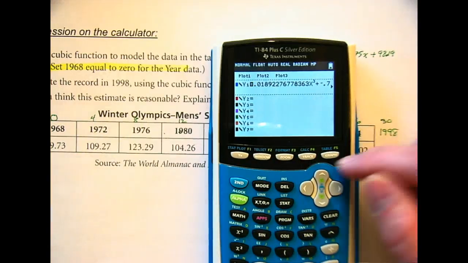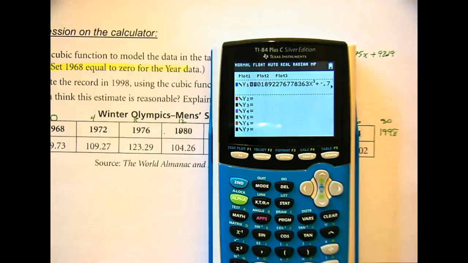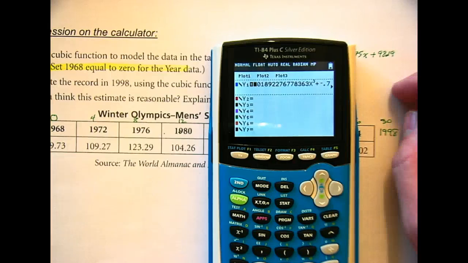So now, would we use the graph for this? Like when you're making predictions, are you using your graph? No. You're using a table. Yeah, probably want to use a table. So let's everyone go to our table.